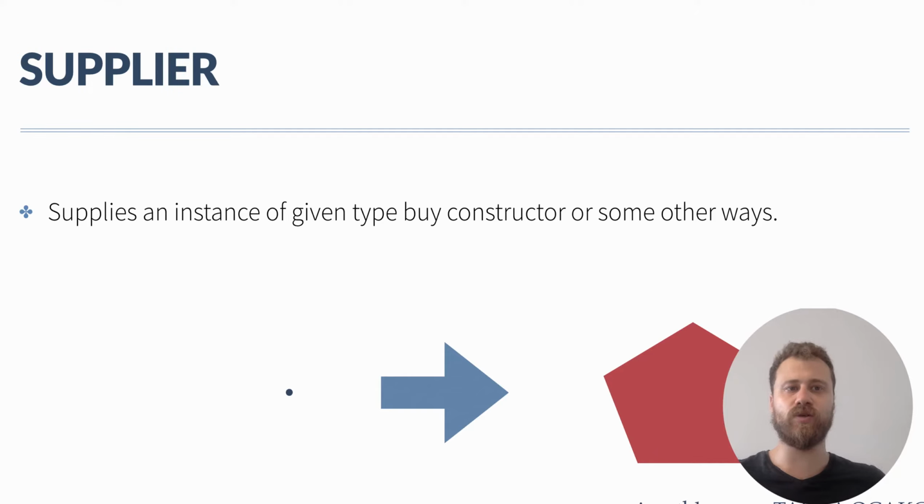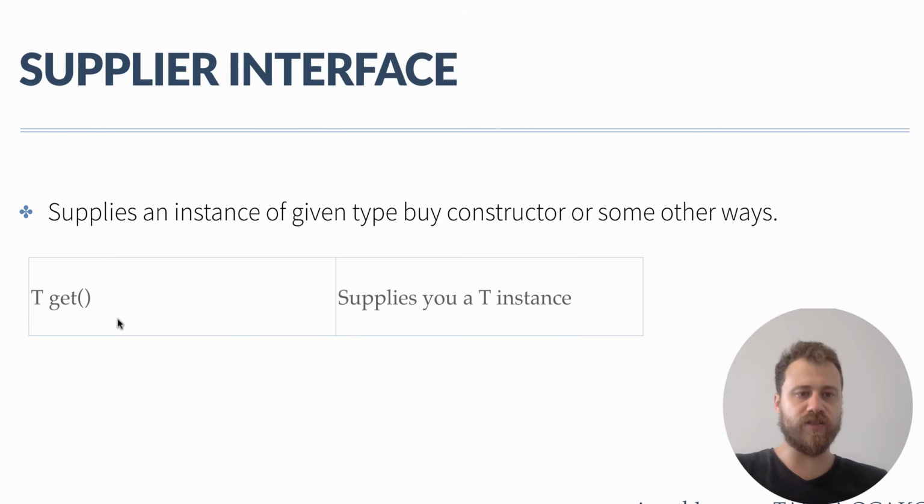Hi, now let's talk about supplier functional interface. Supplier is used for constructing an object from nothing by a constructor or a builder or in some other ways. We have no input, but we have an output. A functional interface has only one method. It is get, and it has no input argument but returns an object of type T.